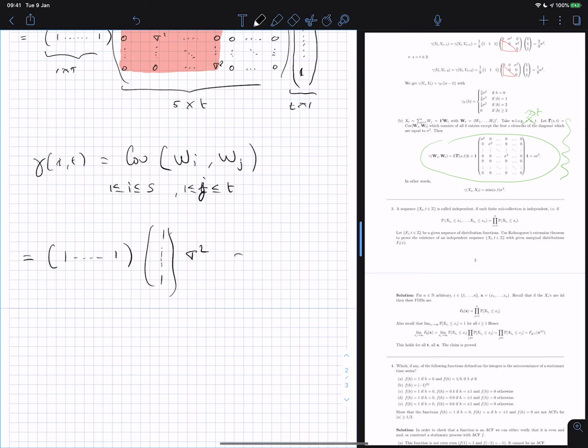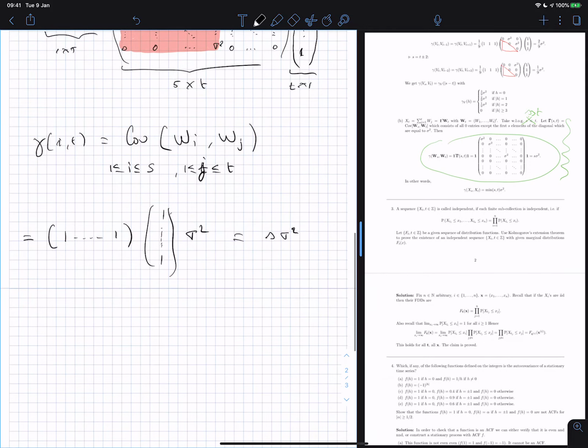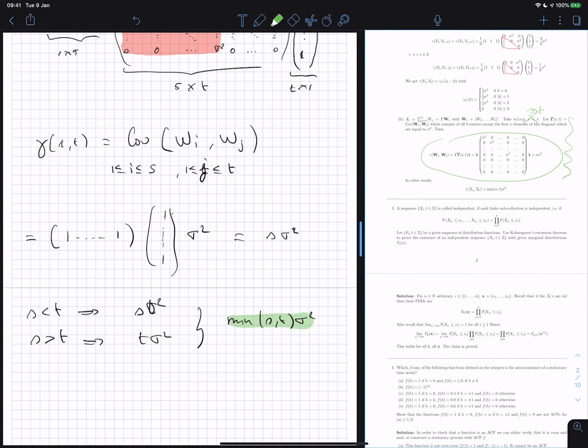And this gives me what? It gives me s times sigma squared. So if s is smaller than t, I have s times sigma squared. And if s is larger than t, well, then the other argument will just give me t times sigma squared, so that I have the minimum of s, t times sigma squared. So I agree with the final answer. I just made a small mistake here.